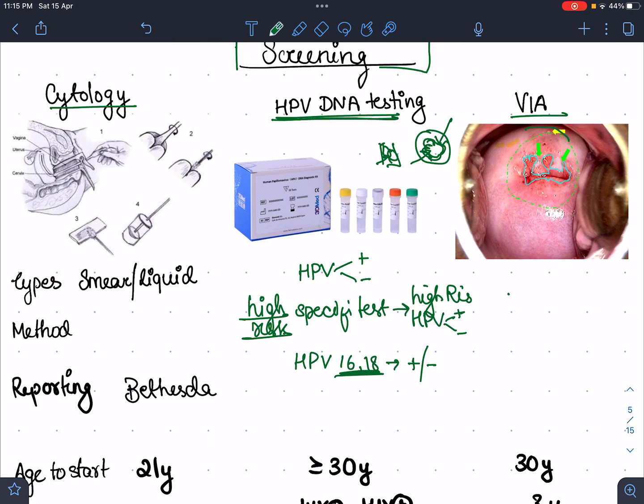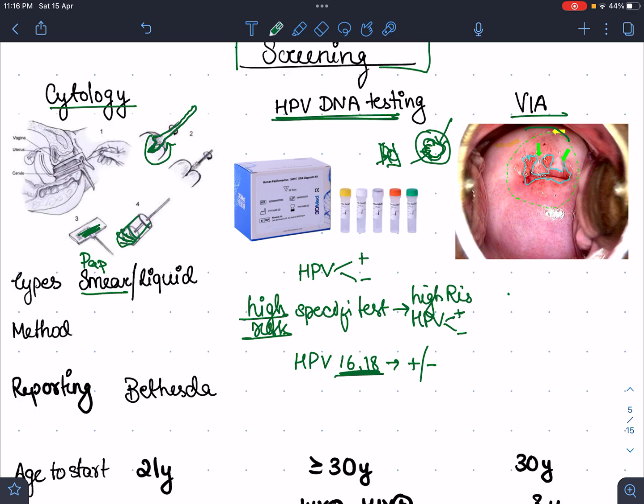Then coming to cytology, we have 2 types: smear based and liquid cytology. The smear is your Pap smear, the Papanicolaou smear. What we do is take the Ayre spatula and twist it at the endocervix, the longer end on the endocervix and the ectocervix, and then we either put it on a smear or dip it in a test tube containing some fluid.